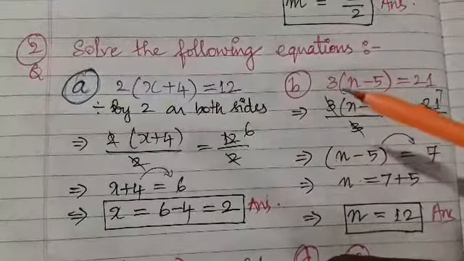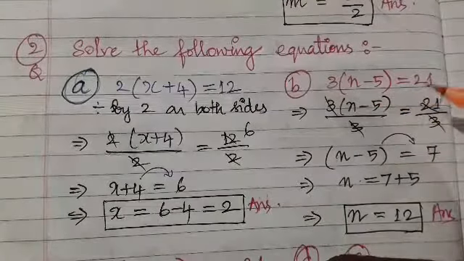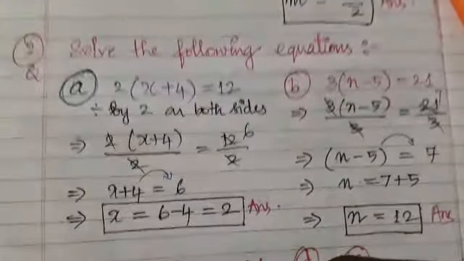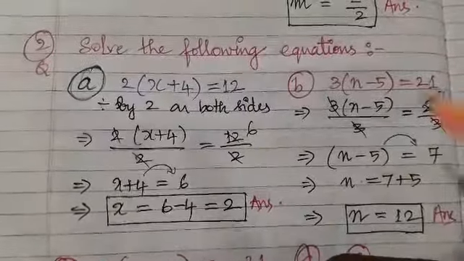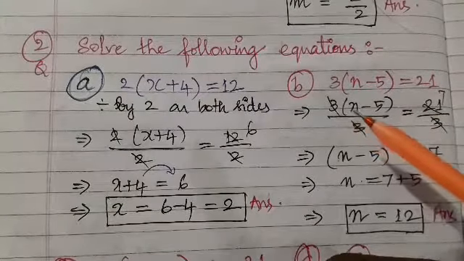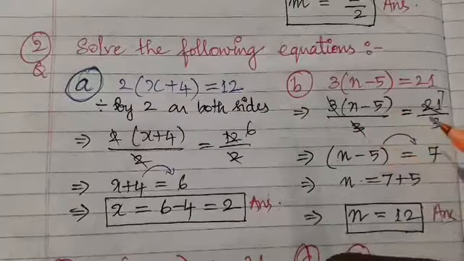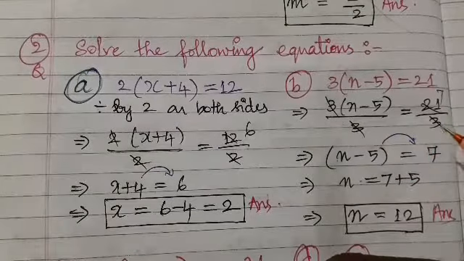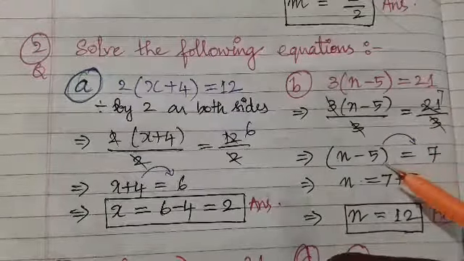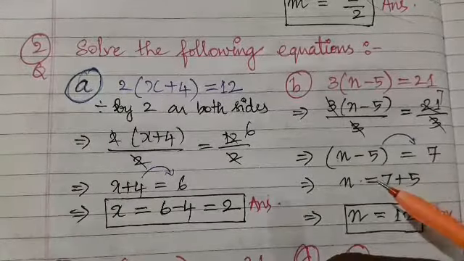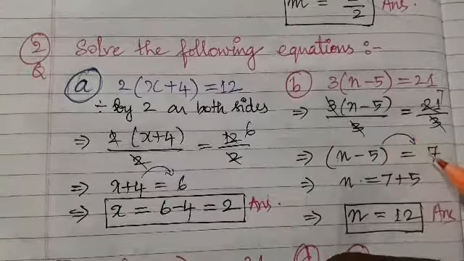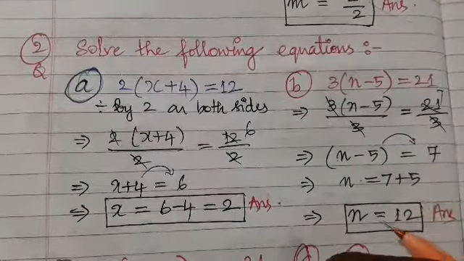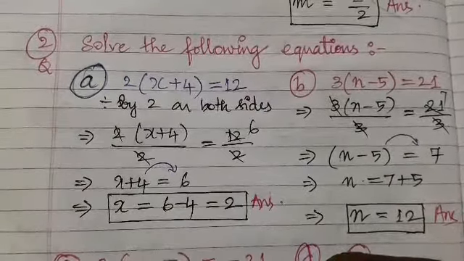Same way in the B problem: 3 into n minus 5 equal to 21. So first you have to remove the 3 from one side, so you have to divide by 3 on both sides. So what will happen? 3 should be divided. 3 multiplication n minus 5 upon 3 equal to 21 upon 3. Here 3 gets cancelled. Here 21 upon 3: 3 can divide 21 7 times. So n minus 5 equal to 7. So the 5 should be shifted to the other side, so it will become positive. So n equal to 7 plus 5. n equal to 12. That is the answer for the B problem.